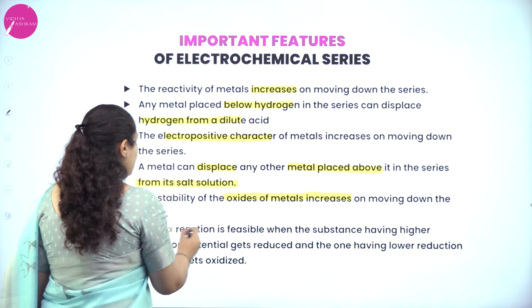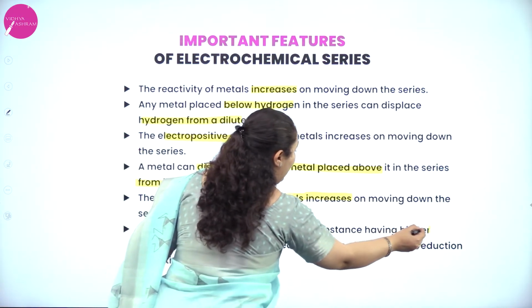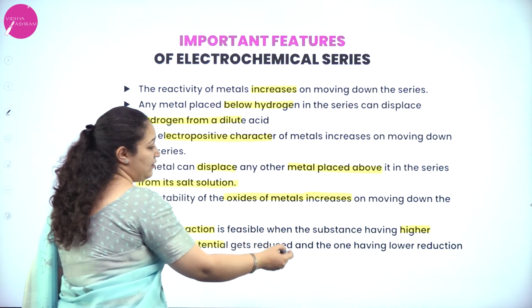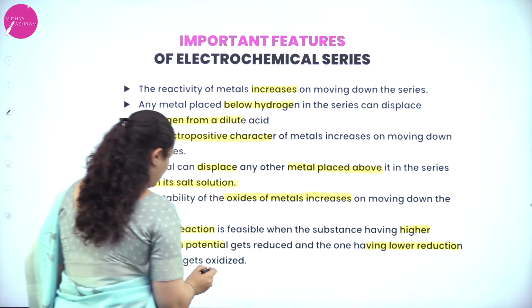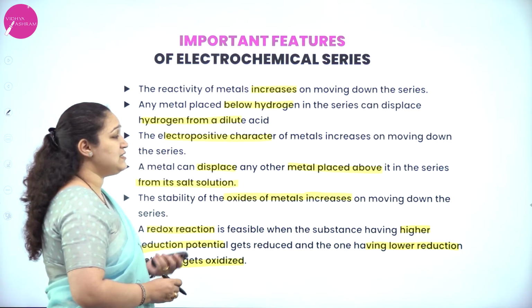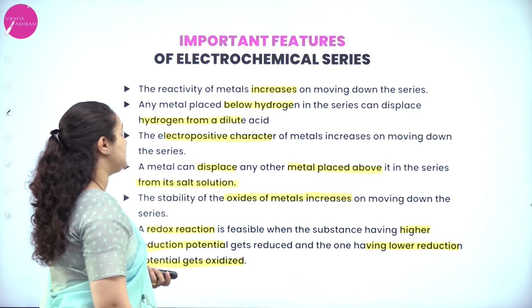Also, a redox reaction is feasible when the substance having the higher reduction potential gets reduced and the one having the lower reduction potential gets oxidized. So these are the main features of the electrochemical series.